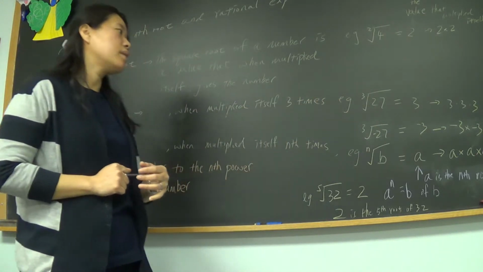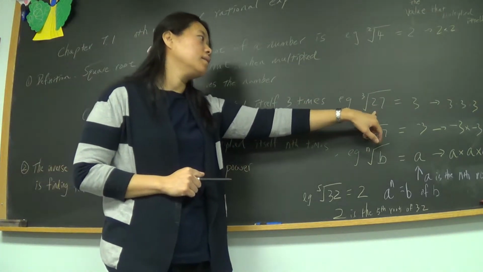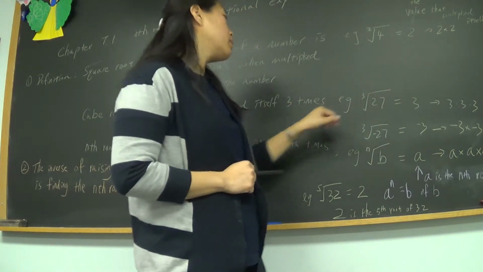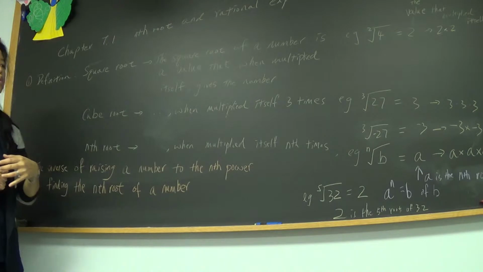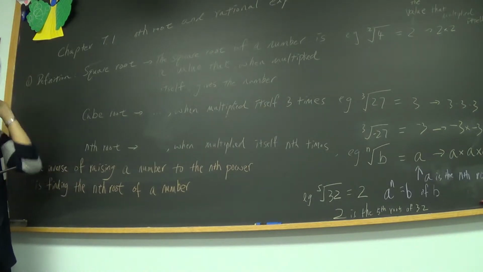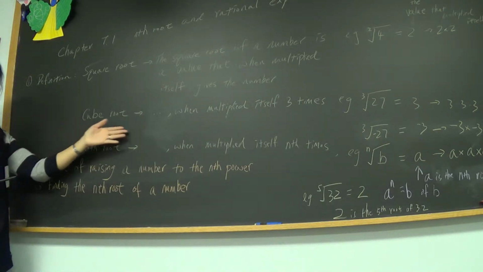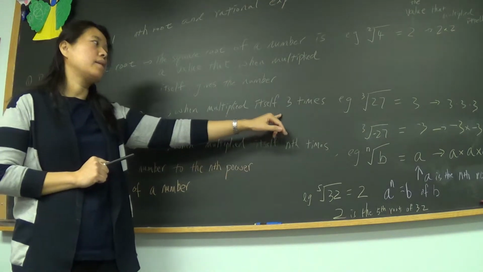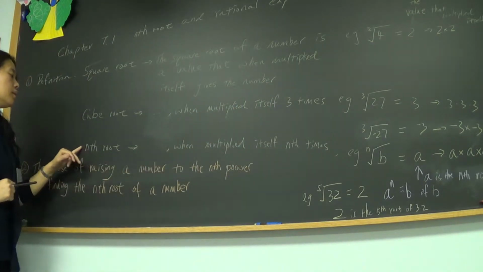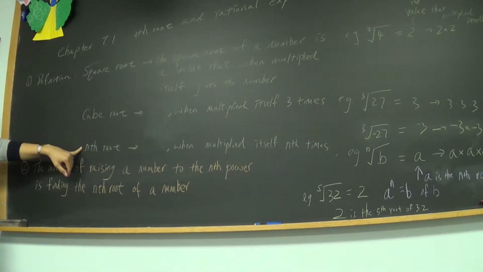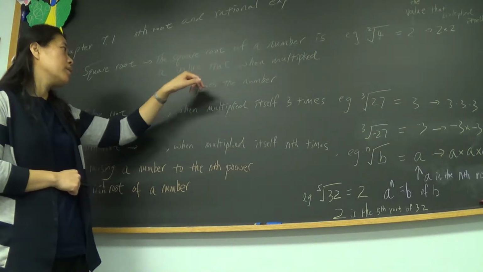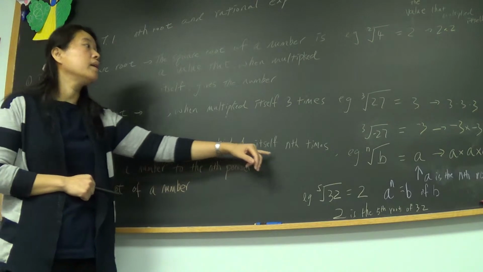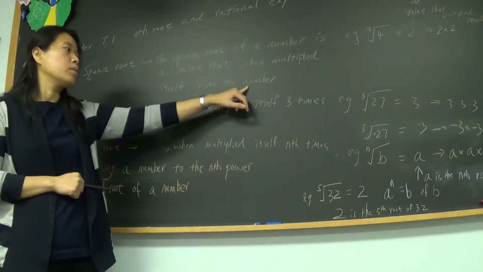So the cube root of 27 is 3. Well, multiply 3 times by itself three times, it gives the number, right? So let's move on. The fourth root will be the same definition, but multiplying itself 4 times. So for the nth root, let's look at the definition. You can repeat the same thing. The nth root of a number is a value that multiplies itself n times. Then it gives the number.